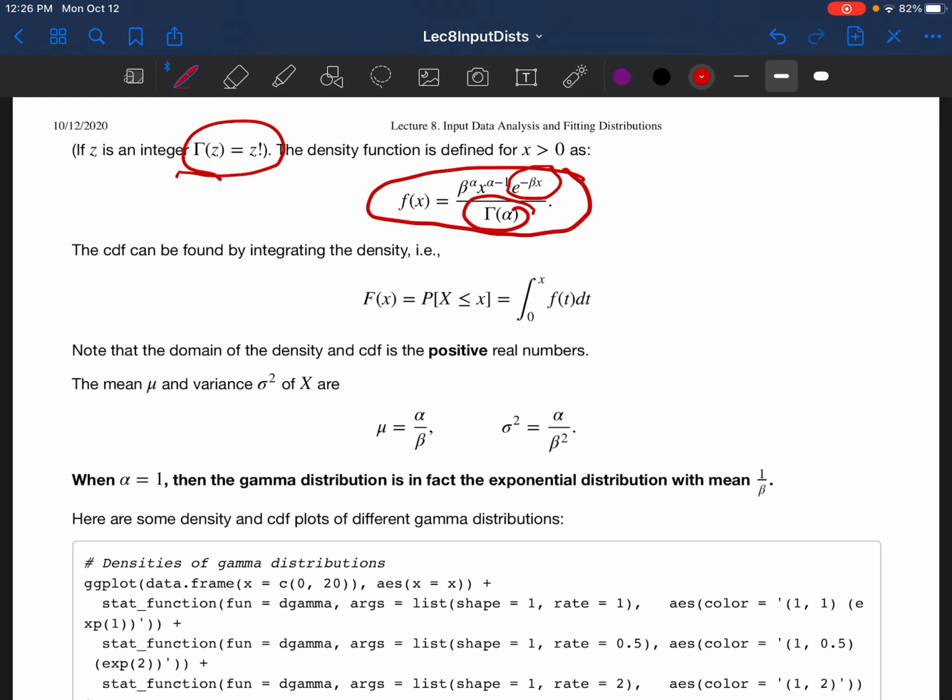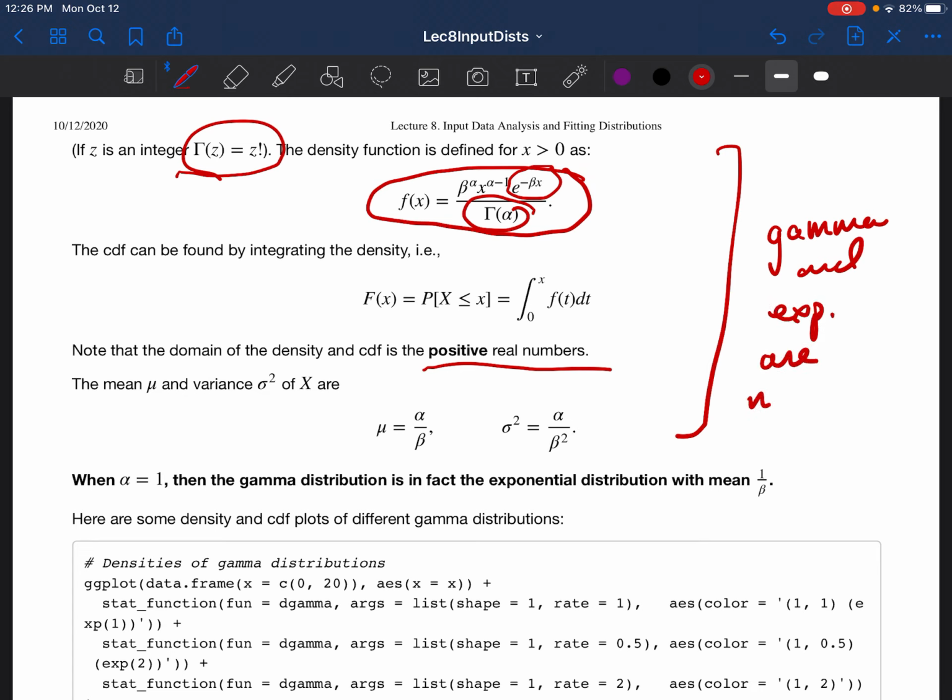The CDF is found by integrating, and when you integrate, you just compute the integral of that function. It can be a little nasty, but it can be done. And then I want to note that the domain of the density is positive real numbers. In other words, the gamma and exponential are non-negative.